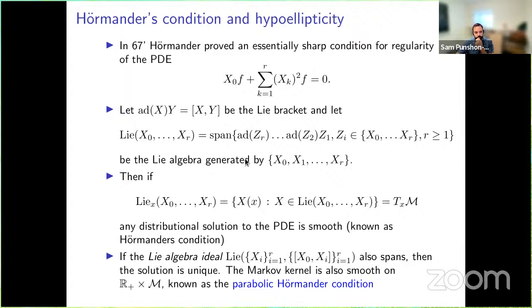C infinity smooth. And moreover, if you have this slightly stronger version, if there's a Lie algebra ideal that also spans, then okay, this is not fully true. Sorry, that this is true in the model version I had before, but you need some slightly extra conditions to show that it's unique. So I apologize. That's not true actually at the level of generality I'm stating here.